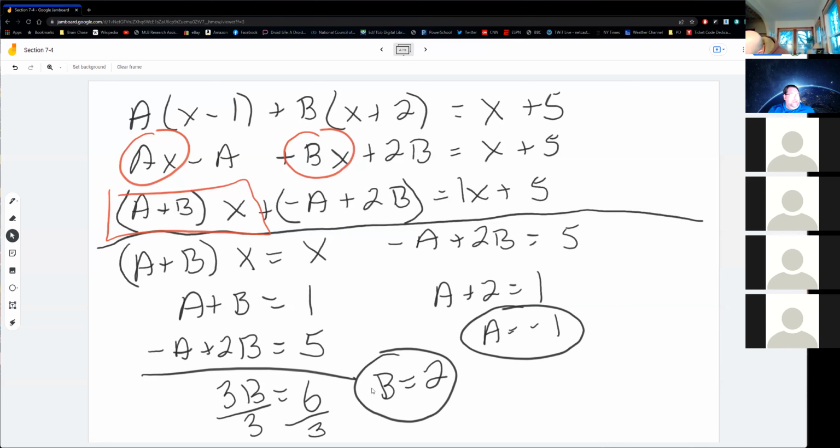I'm going to show you another way in a little bit to do this without systems of equations, for those of you who do not remember how to do systems of equations very well. But this one works out really easily with systems of equations because the A's cancel out.